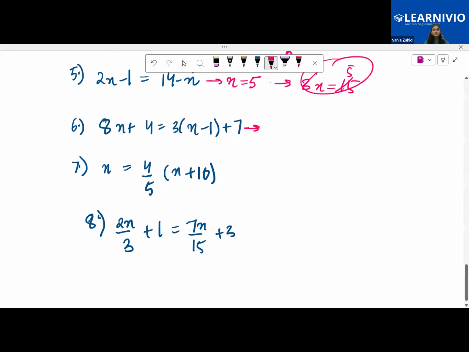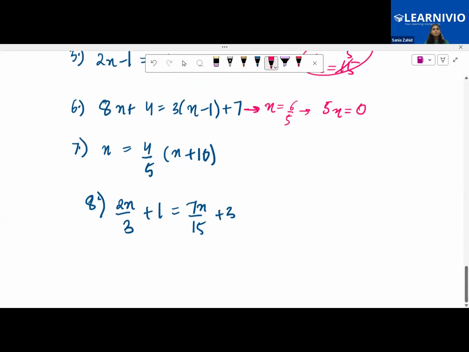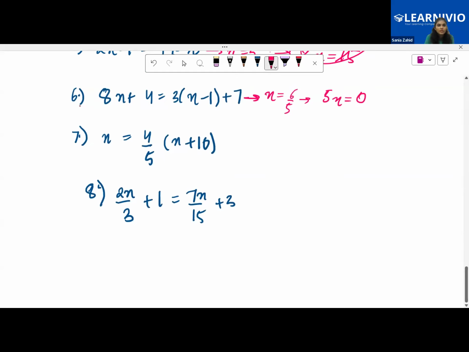Now, this one. X is equal to, I think, 4 by 5. X is equal to, I got 6 by 5. 6 by 5. Okay, let's check. So we have 8x minus 3x, which is 5x. And this gives you 7 minus 3 minus 4. It will be 0. The answer will be 0. Why are you not getting 0?